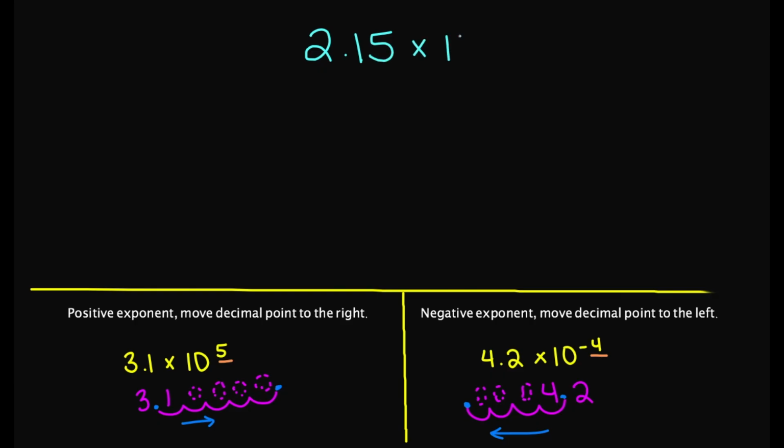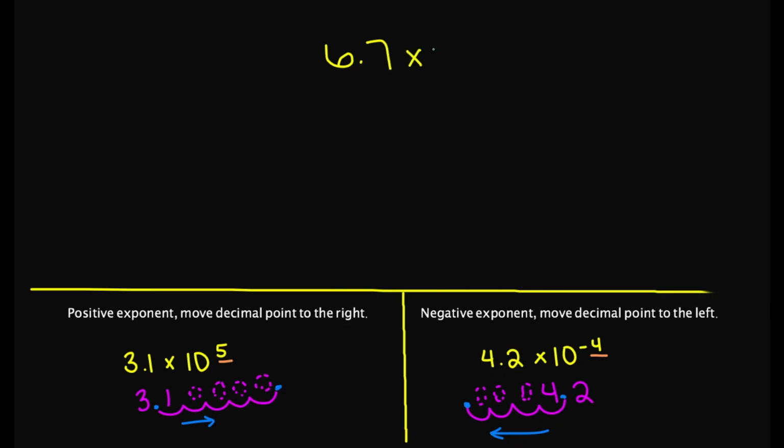2.15 times 10 to the fourth power. Because I have a positive exponent, I am going to move my decimal point 4 places to the right. So we're going to have 1, 2, 3, 4. New decimal point is here. And I'm going to fill in these spaces here with zeros. So your answer here is going to be 21,500.